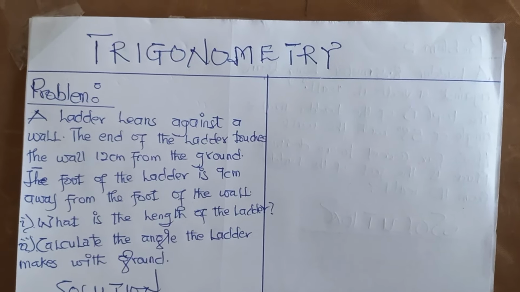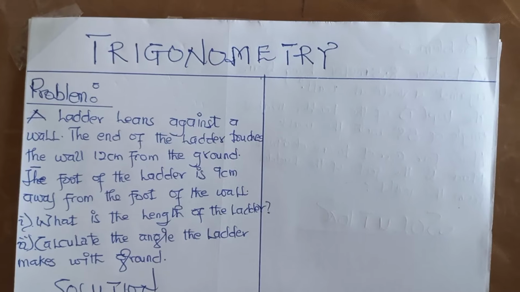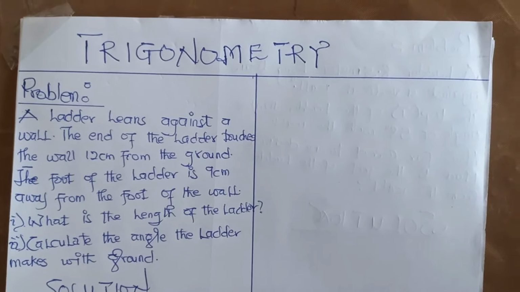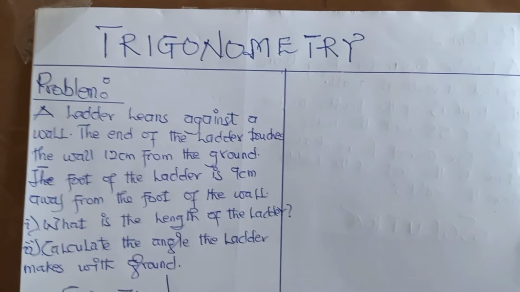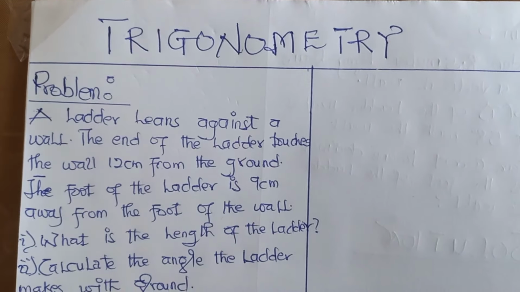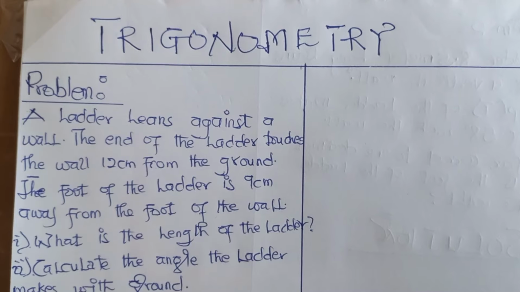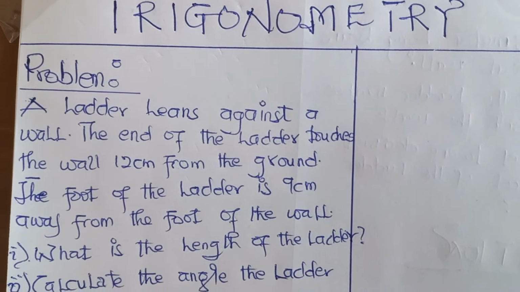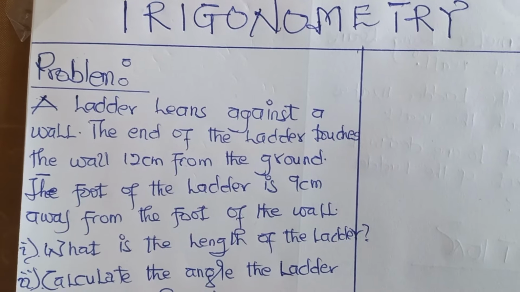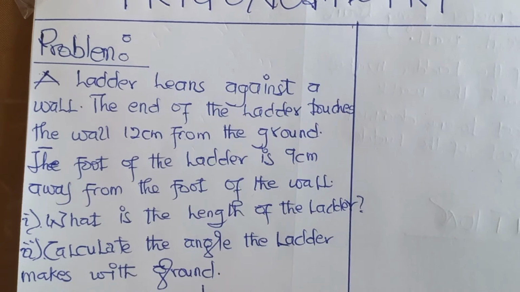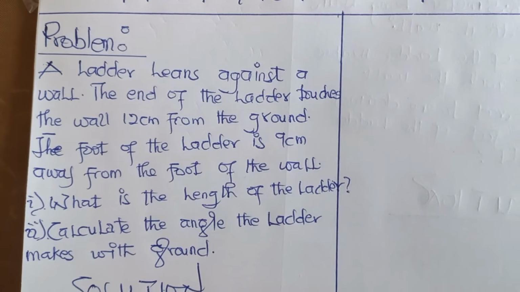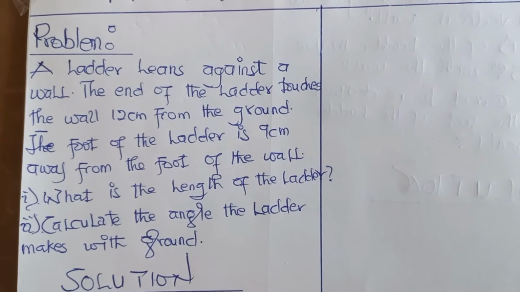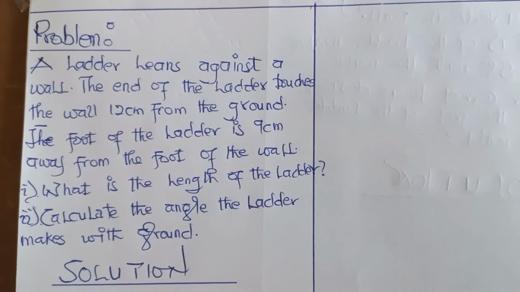So our problem is to solve: a ladder leans against a wall. The end of the ladder touches the wall 12 centimeters from the ground. The foot of the ladder is 9 centimeters away from the foot of the wall. 1. What is the length of the ladder? 2. Calculate the angle the ladder makes with the ground.